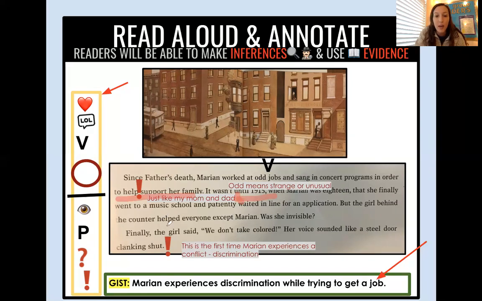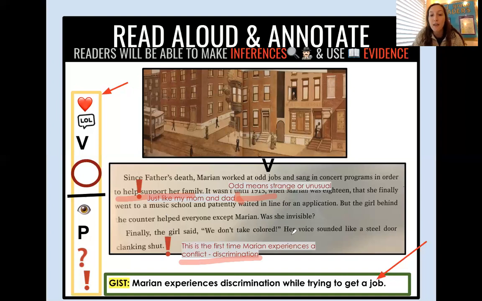The next think mark that we have is another exclamation mark at the very end of the page, after the girl tells Marion she's not going to get an application because she is colored. That was not a nice thing for the girl to say, and it was very unexpected. It was surprising, which is why we use this think mark. I made a note in the margin as to why this was surprising. It's surprising that Marion couldn't get a music application.